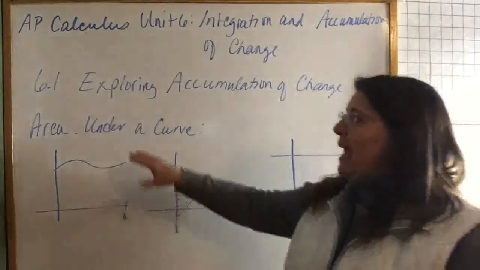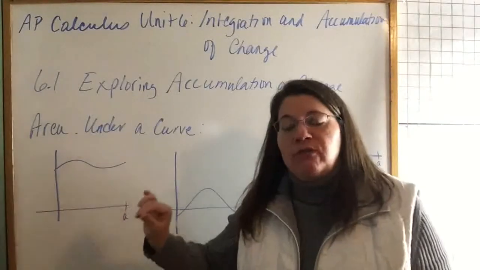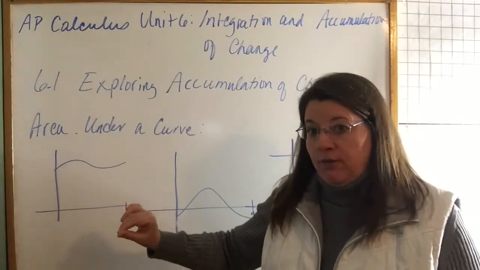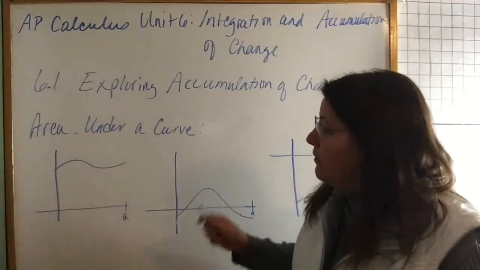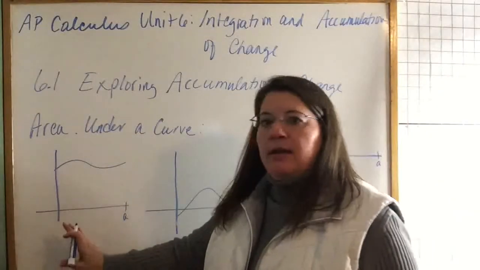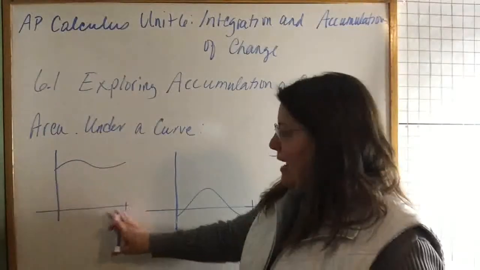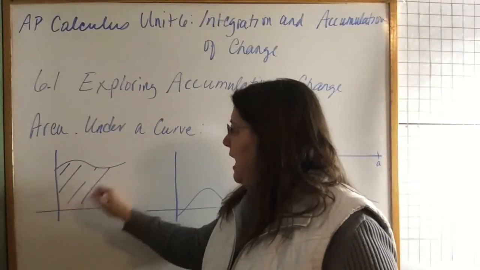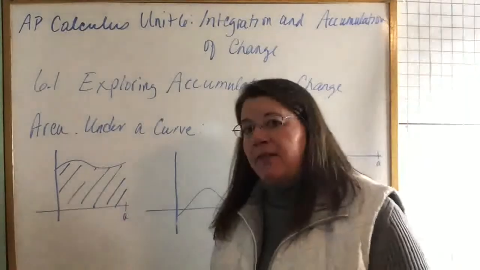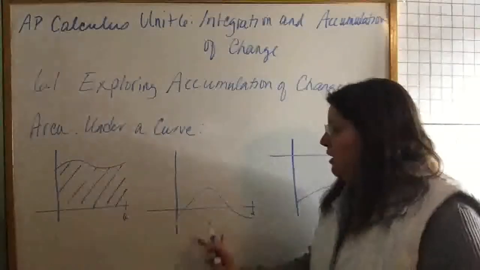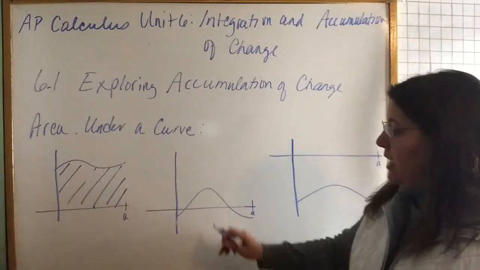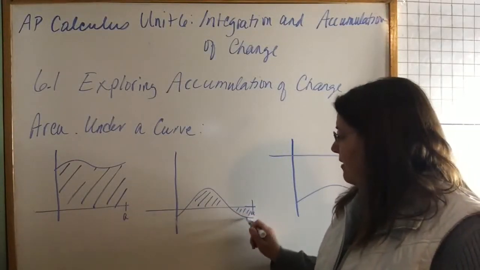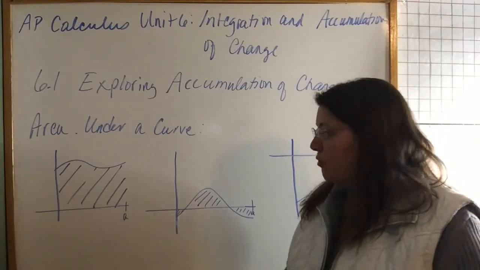If they refer to the area under the curve, what they're actually referring to is the area between the x-axis and the curve. So when they say find the area of the curve on the interval 0 to a for this one, the area under the curve is going to be the area between the curve and the x-axis. Here, the area under the curve is the area between the curve and the x-axis. So if you think about it, it's those three sections there.